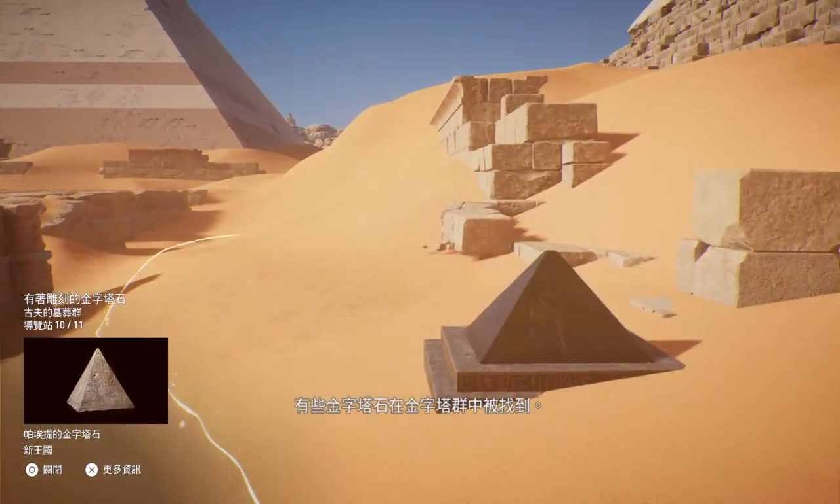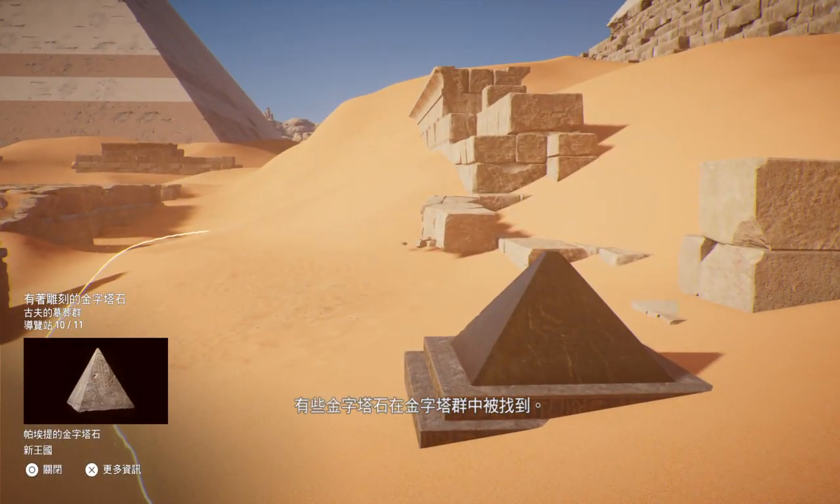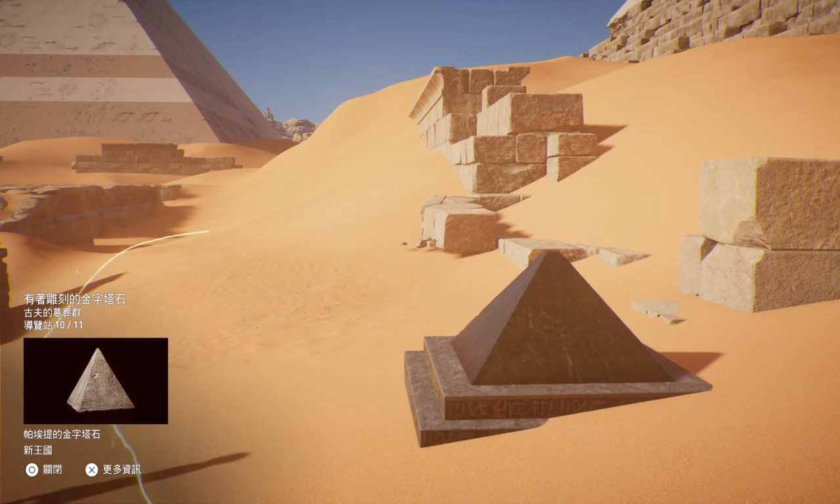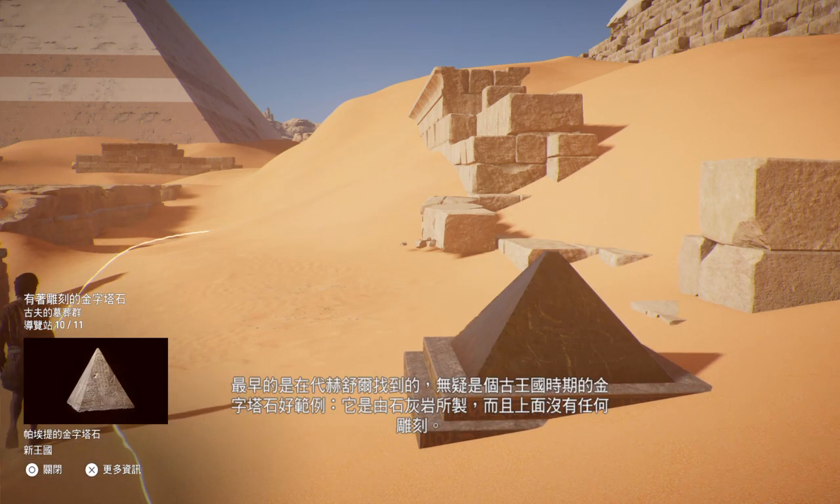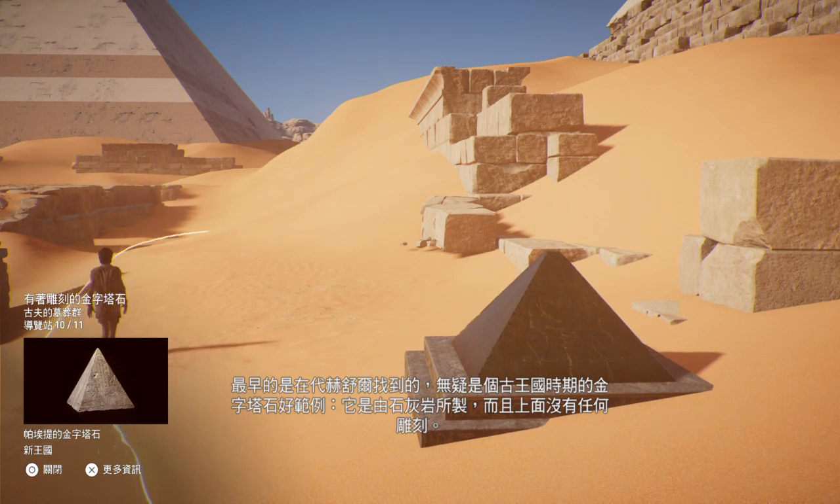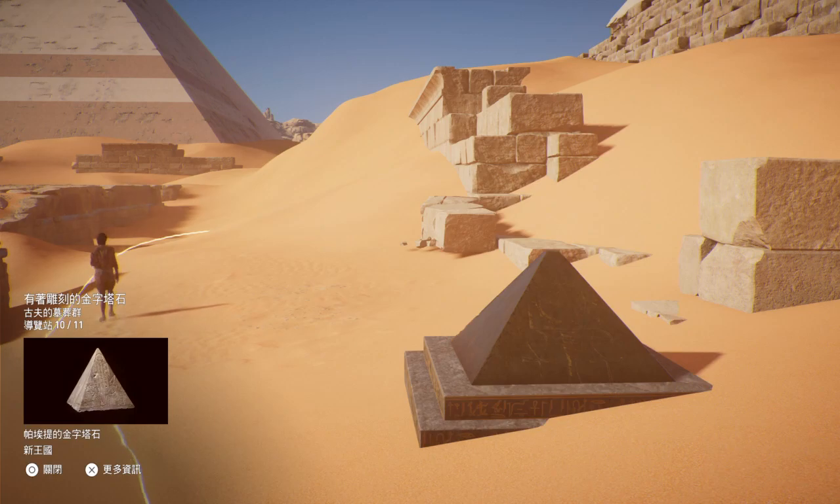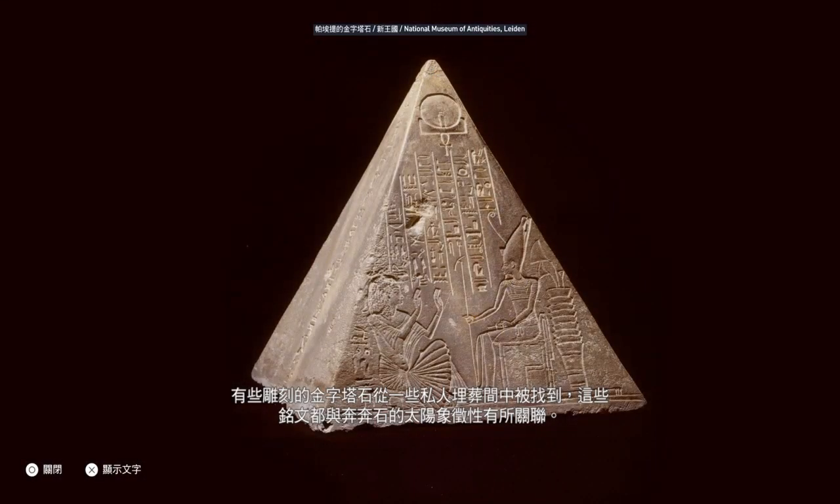A few pyramidia have been retrieved from pyramidal complexes. The earliest, found in Dashur, is undoubtedly a good example of Old Kingdom's pyramidia. It is made of limestone and has no inscriptions. Some engraved pyramidia were recovered from private funerary chapels. Their inscriptions all related to the solar symbolism of the Benben.